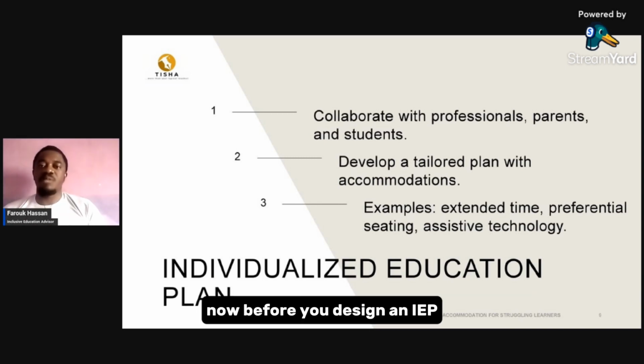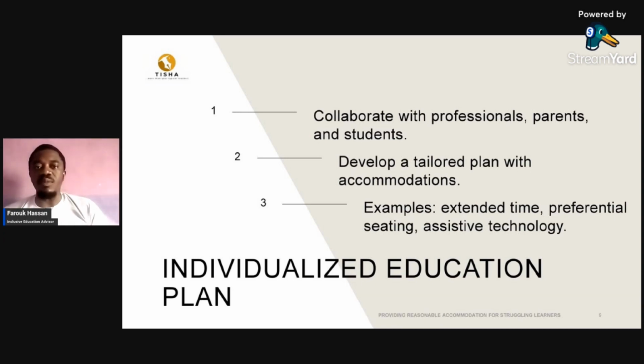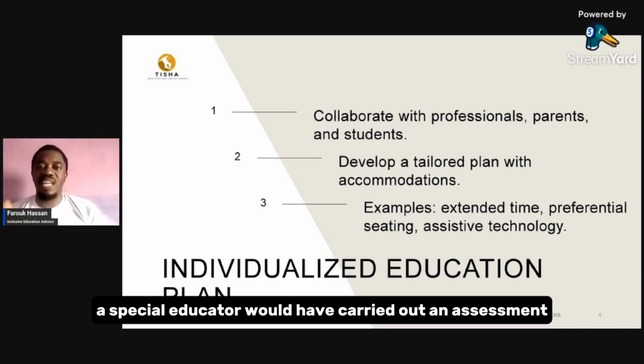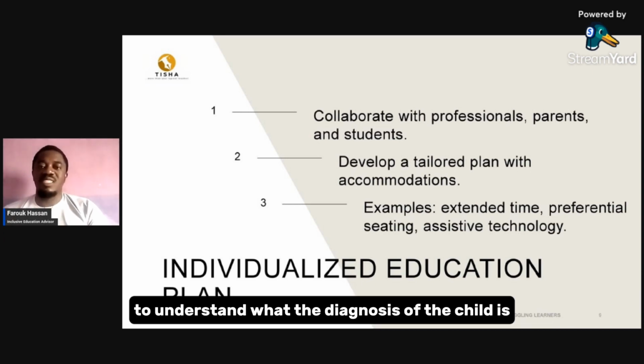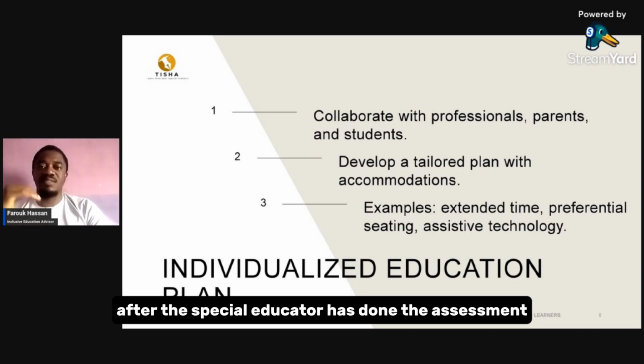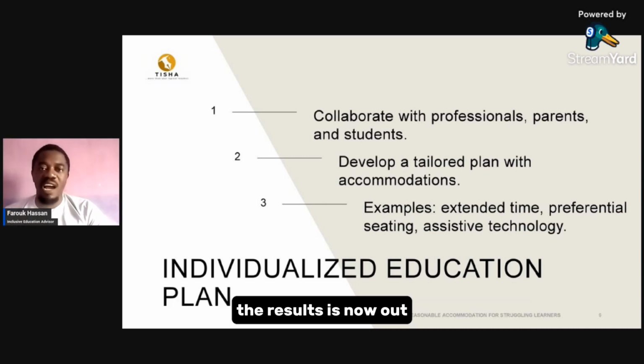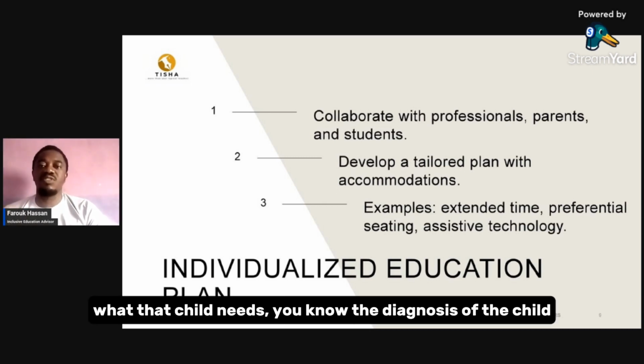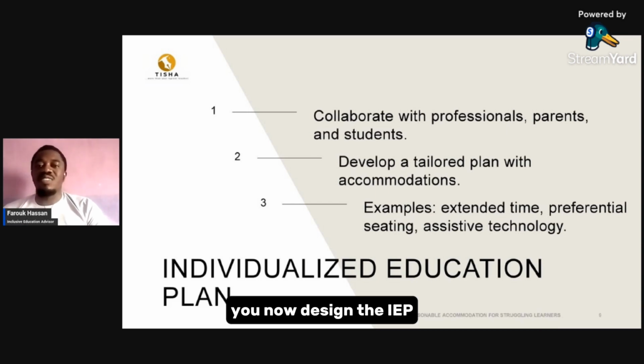Okay. Now, before you design an IEP, a special educator would have carried out an assessment to understand what the diagnosis of the child is. Now, after the special educator has done the assessment, the results are now out, you know what that child needs, you know the diagnosis of the child, you now design the IEP.